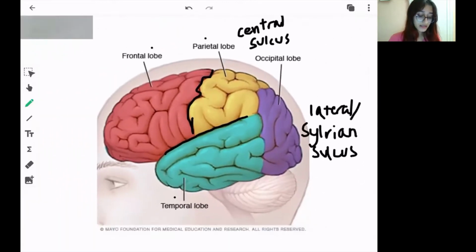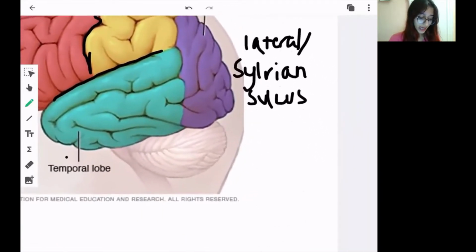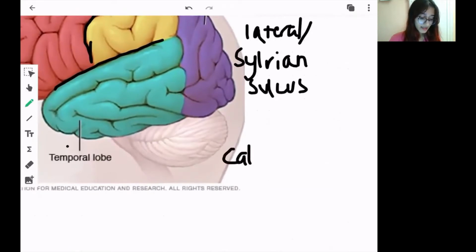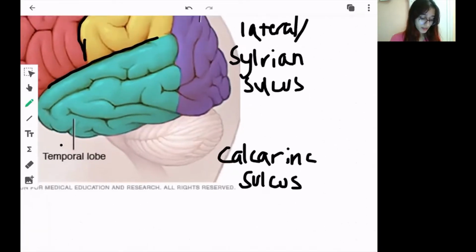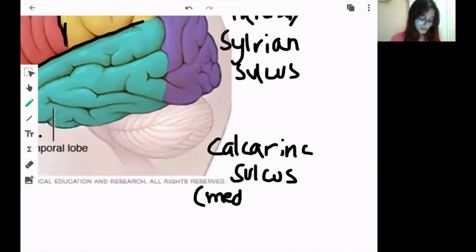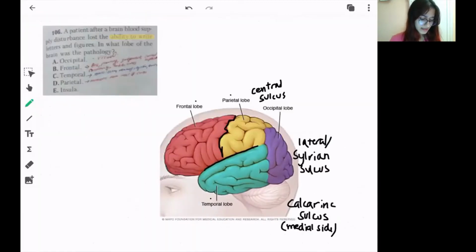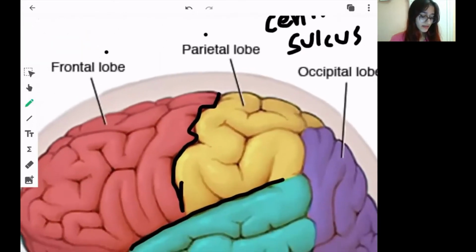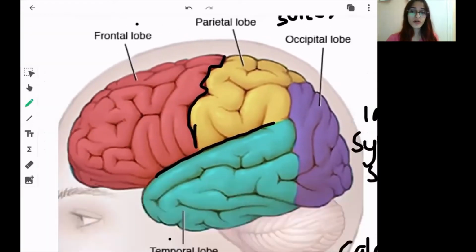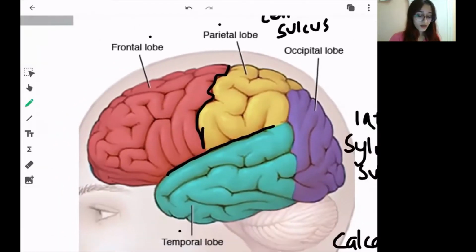And there's another sulcus that you need to remember, the calcarine sulcus, but it is visible only on the medial surface of the cortex. Again, it is important, but it is seen on the medial side. Okay, so let's start with the very basic concept: the primary motor cortex, primary sensory cortex, primary auditory cortex, and primary visual cortex.